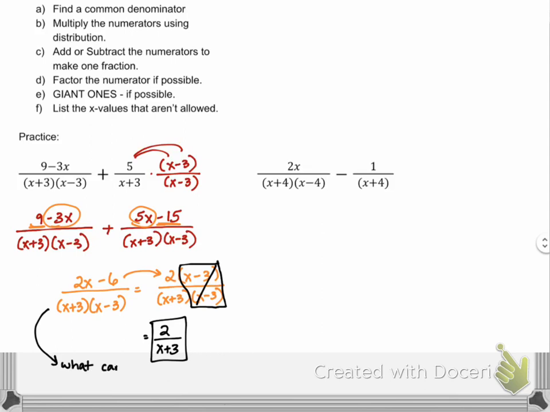Before we're done with this problem, I need to look at what x can't be, and I need to do it from my common denominator stage. And so I'm looking for x plus 3 couldn't equal 0, and neither could x minus 3. And I solved both of those. And x can't be negative 3 or positive 3.